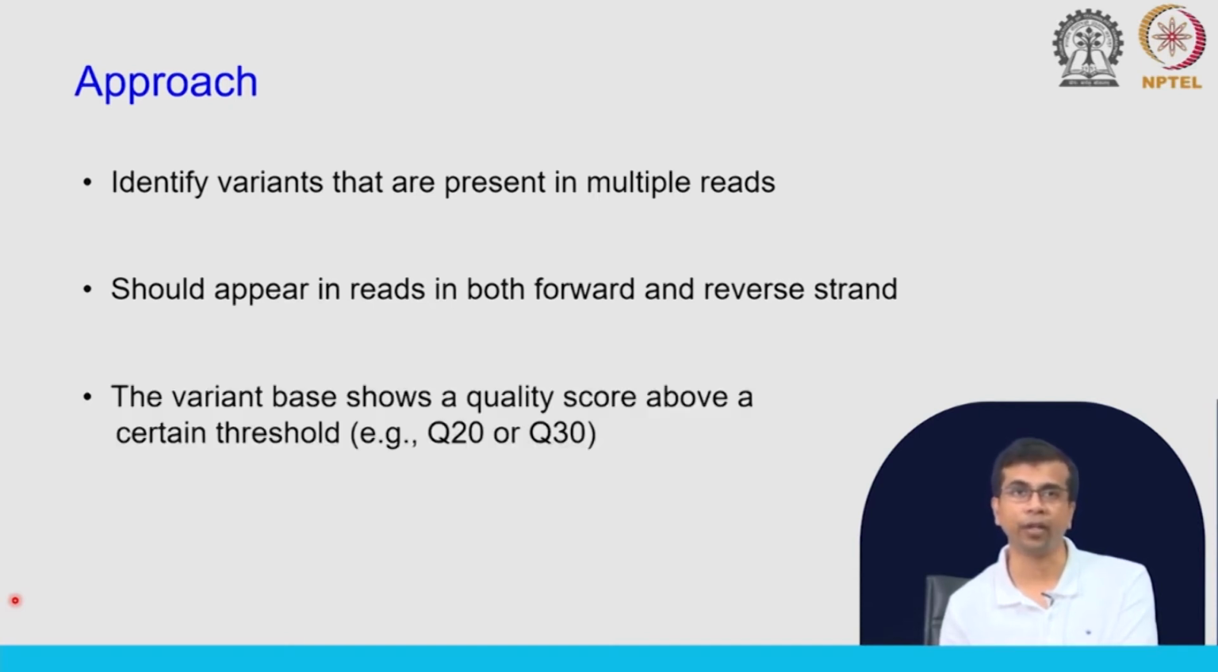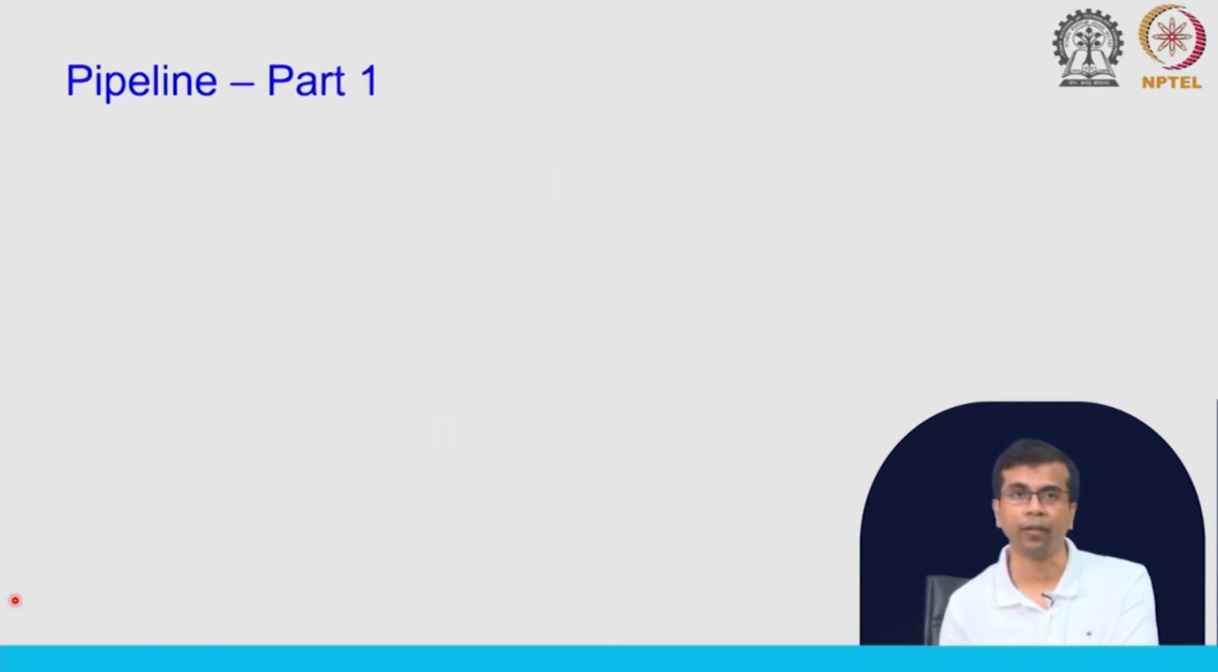This is very important, and the variant should show a quality score above a certain threshold. We can set this threshold. For example, we can choose Q20 or Q30, for a score of 20 or 30. If you want to be stringent, we put 30, otherwise we put 20. Again, this can be varied, and it is up to you how stringent you want to be.